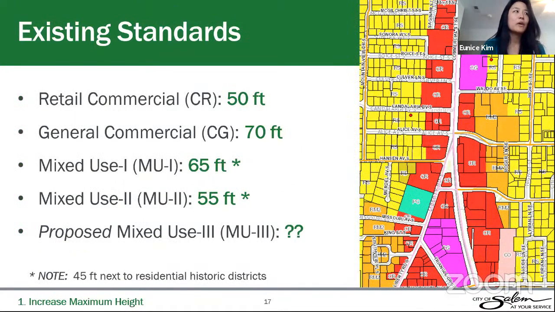In most of the places where we are proposing the mixed use 3, it is currently CR, commercial retail. It's the red you see on this map. The maximum height today is 50 feet. As a reference, our newer mixed use zones, the mixed use 1 and 2, have different heights. One's 55, one's 65, unless you're adjacent to historic, then you're 45. So we're trying to understand where we've put a lot of this new mixed use 3 land, what the height should be. If we were to stick with the commercial retail, it would be 50 feet. But we have an opportunity, since we're creating a new zone, to make a new height.